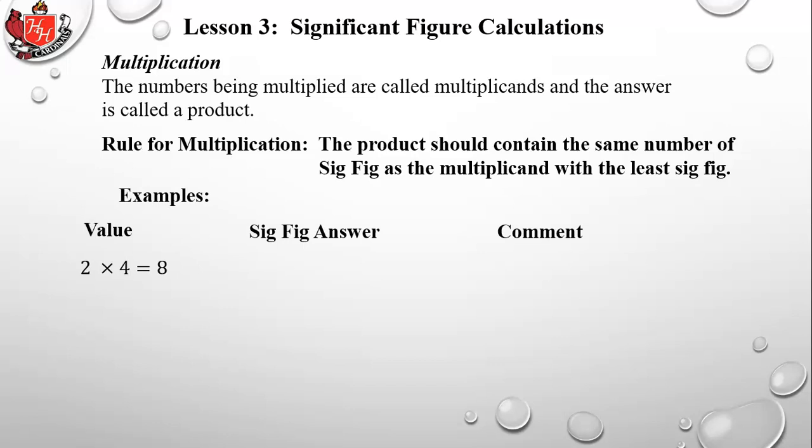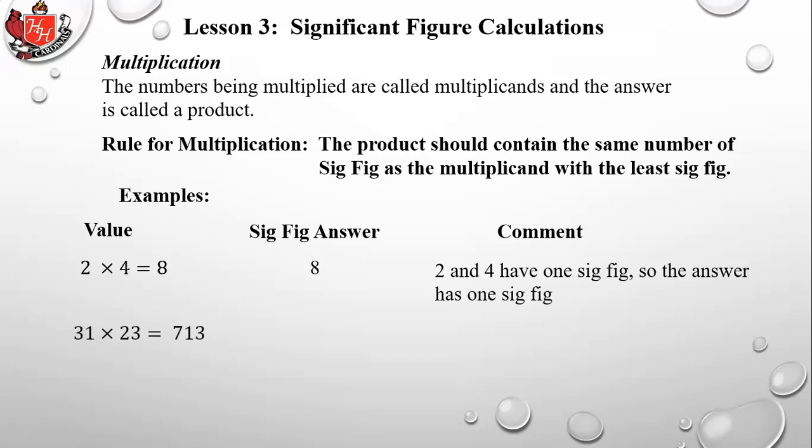Okay, so 2 times 4 equals 8. What should be the significant figure answer? Well, it's going to be 8. You have 2 multiplicands. Both of them have 1 significant figure, the 2 and the 4. Therefore, your answer has 1 significant figure. So 2 and 4 have 1 sig fig, so the answer has 1 sig fig. How about 31 times 23 equals 713? Okay, so 713 is what would show up on your calculator. What should your significant figure answer be? It should be 710. So you round that 3.